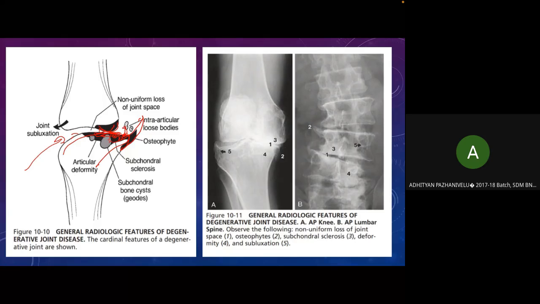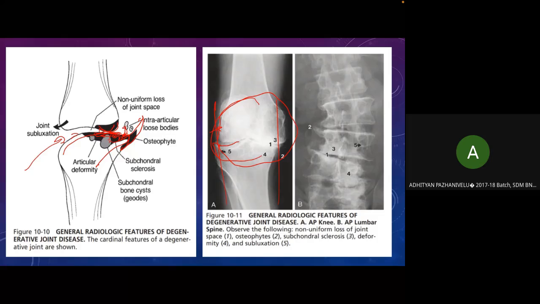This is an ideal X-ray where you can see it has become more white because of extra bone formation. You can see there is formation of osteophytes, and also there is some amount of subluxation because the line of the femur and tibia are not in line, which you normally see. And this white thing you see is nothing but subchondral sclerosis, that is below the cartilage, and there is some amount of subluxation and deformity also.